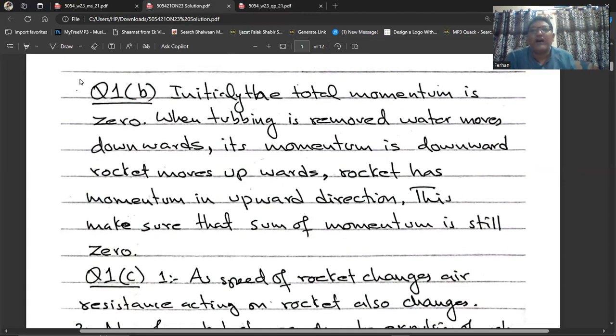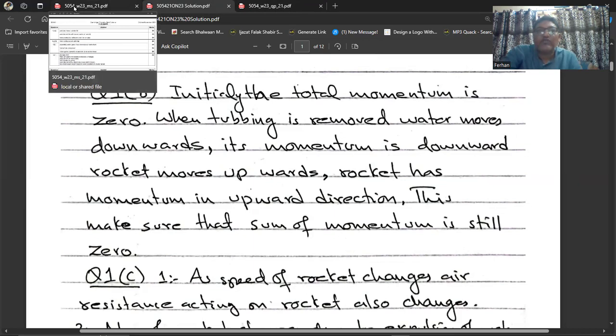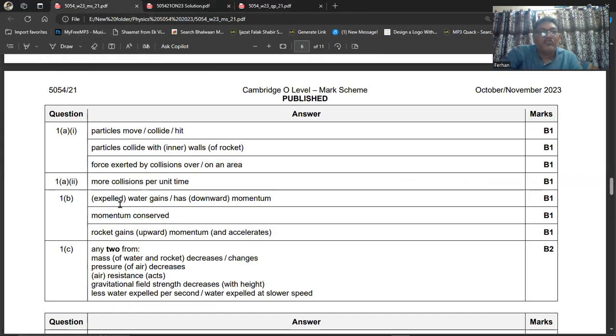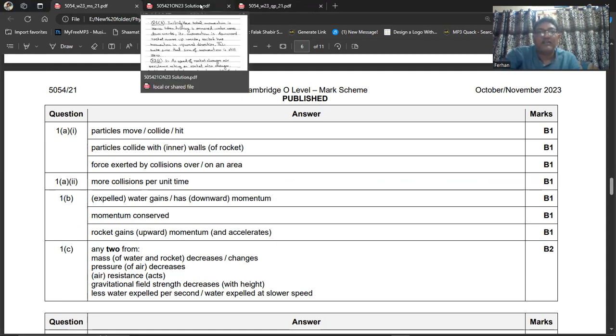Question number one, B part, and its answer. Initially, the total momentum is zero. Before the rubber tubing is removed, the initial momentum is zero. When the tubing is removed, water moves downwards, so its momentum is downward. The rocket moves upward, so it has a momentum in the upward direction. This makes sure that the sum of the momentum is still zero, and the law of conservation of momentum is obeyed. So in this way, the momentum is conserved.